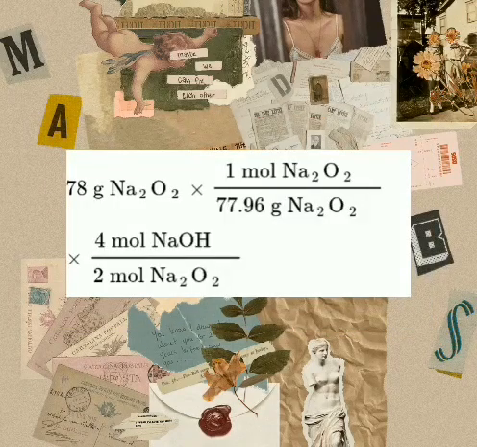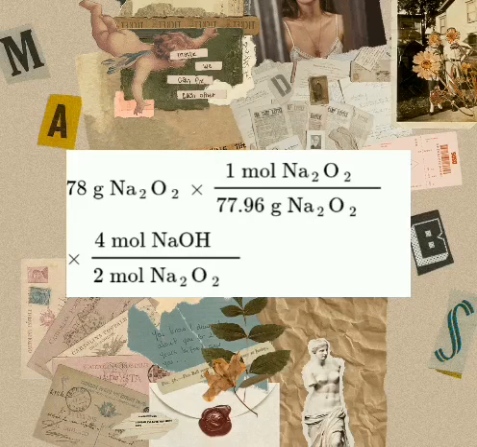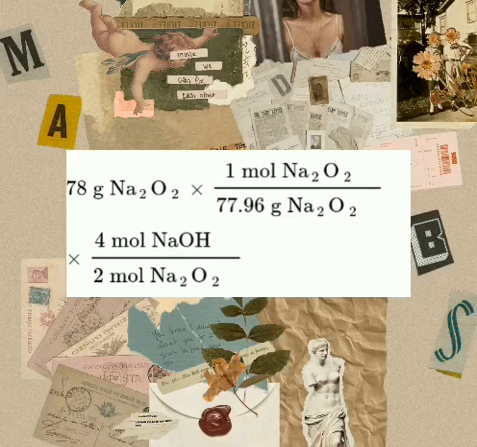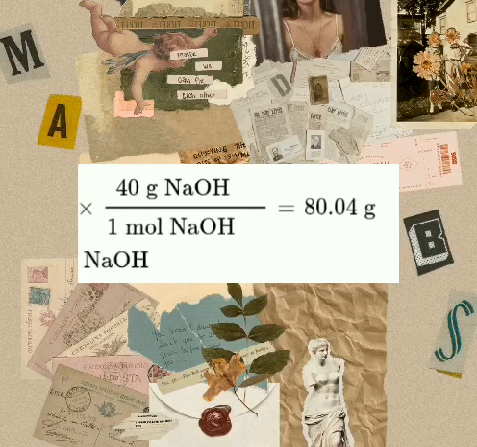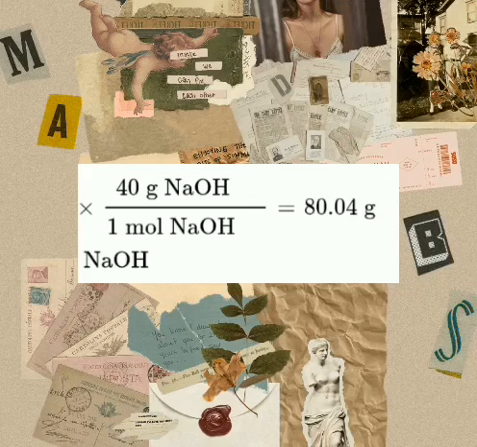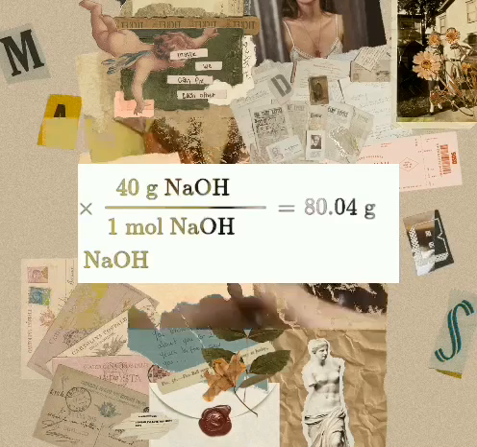And we have here 78 grams Na2O2 times 1 mole Na2O2 divided by 77.96 grams Na2O2, and then times 4 moles NaOH divided by 2 moles Na2O2, times 40 grams NaOH divided by 1 mole NaOH. So the result is 80.04 grams NaOH.